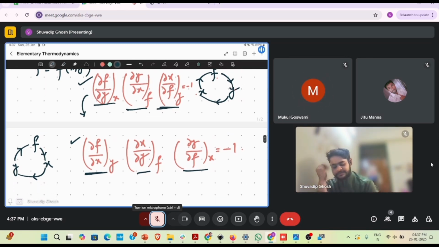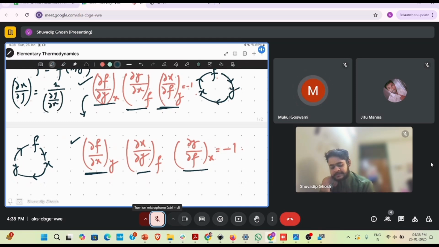Just what we have to use. We know for any partial derivative, del x del y is 1 by del y del x. So in three cases, these can be replaced by this one using this formula. Three times it will be inverted, so there will be three times 1, so again it will be minus 1.